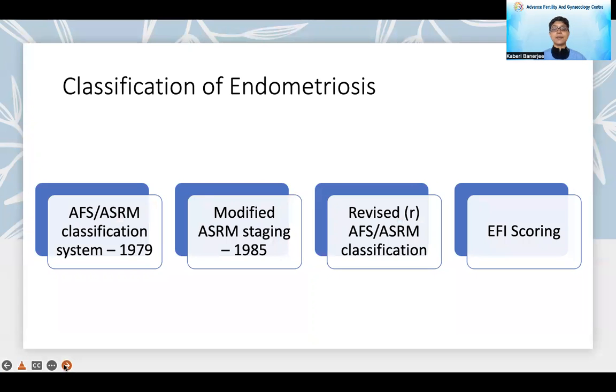Now, how do we classify endometriosis? There are lots of classification systems, and it started with the AFS or ASRM system, and then it was the revised system, and then it came into the endometriosis fertility index scoring.